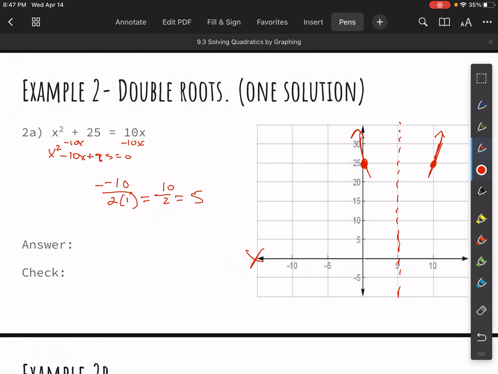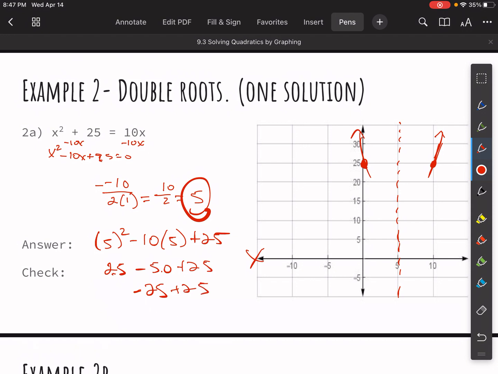So if I plug in the 5 that I got here, let's see what happens. So it will be 5 squared minus 10 times 5 plus 25. Okay, so 5 squared is 25. 25 minus 50 plus 25. 25 minus 50 is -25 plus 25, which is equal to 0. So when I plug that 5 in, I actually get 0 for y out. So I am right there. Okay, and that is my vertex.